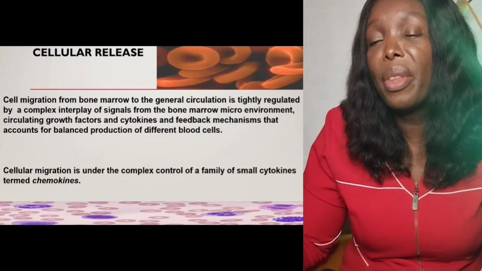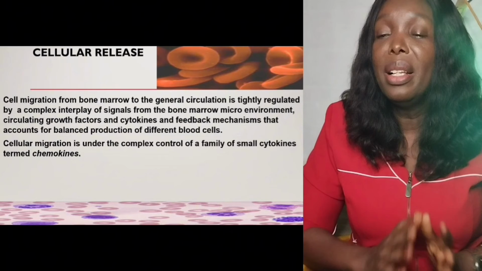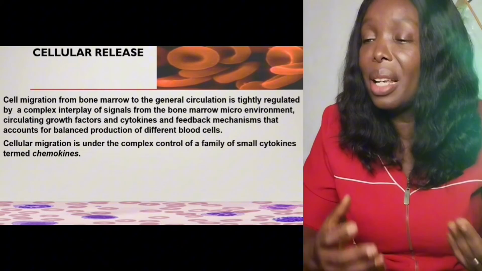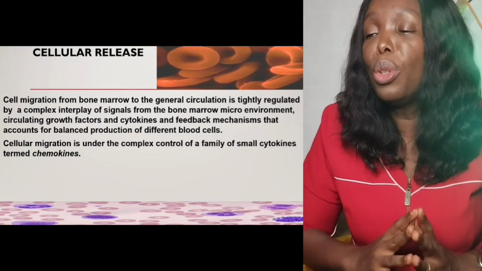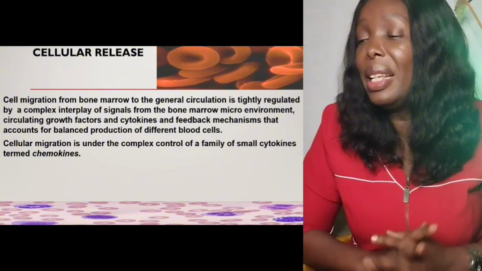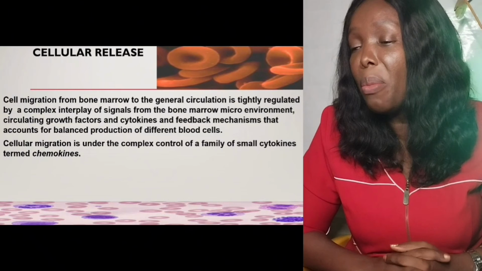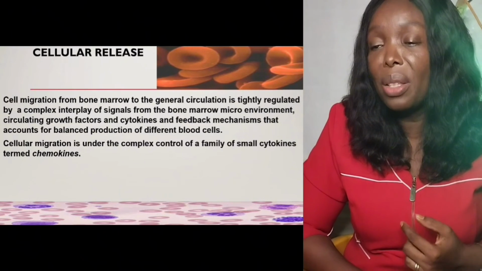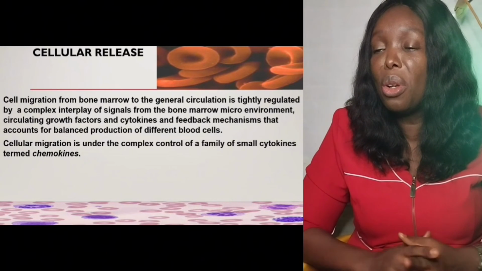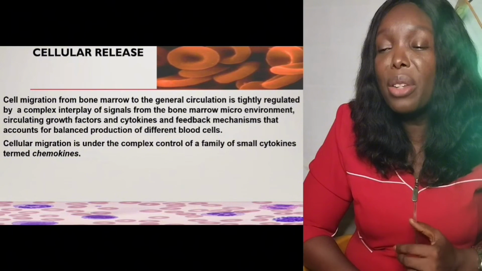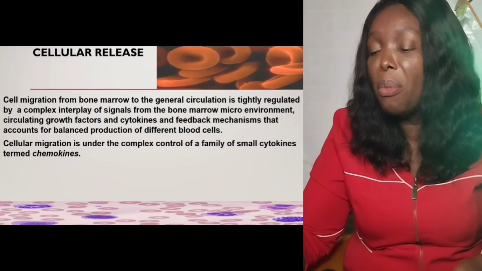Cellular release. Let's look at cell migration from bone marrow to the general circulation. When they are eventually produced in the bone marrow, they migrate to the general circulation. This process is tightly regulated by a complex interplay of signals from the bone marrow microenvironment, circulating growth factors, and cytokines, and feedback mechanisms that account for balanced production of different blood cells. Cellular migration is under complex control of a family of small cytokines termed the chemokines.